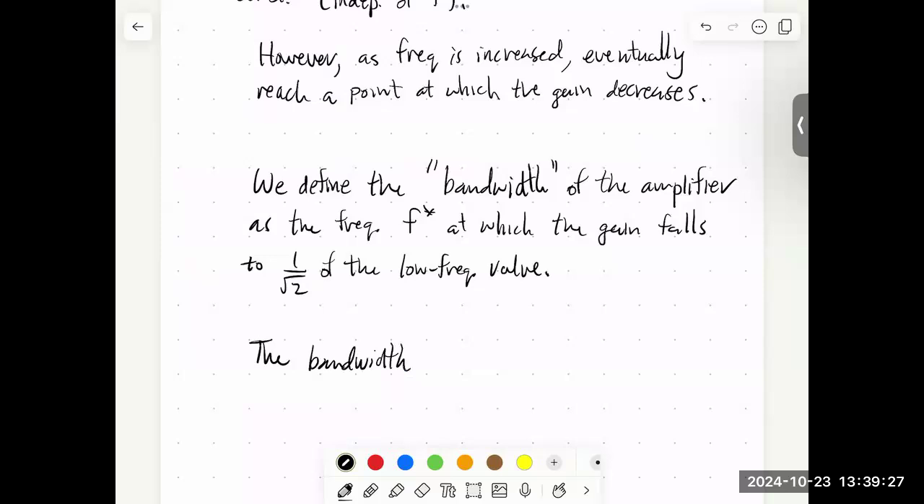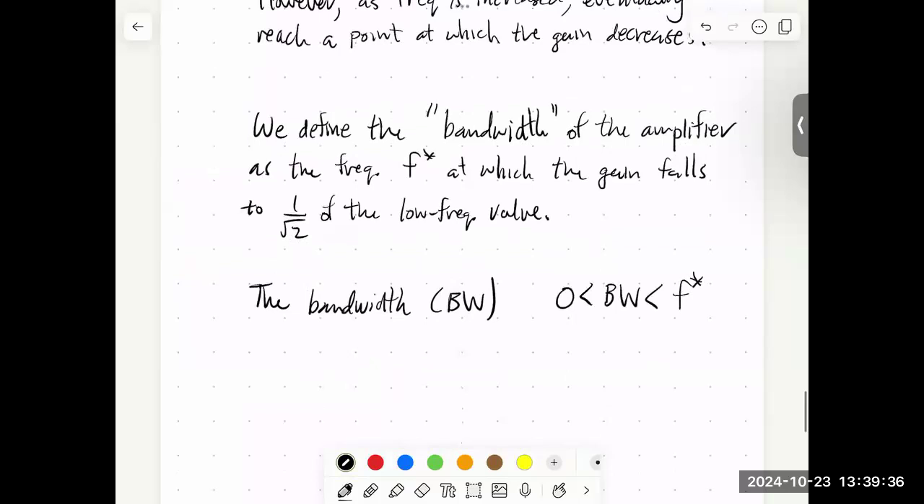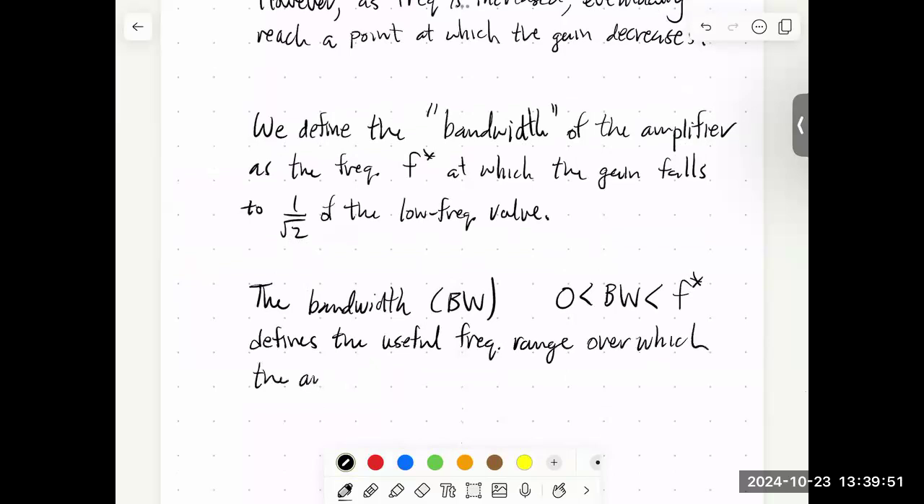So the bandwidth, let's call it BW, is from 0 to this F star that we defined. It defines the useful frequency range over which the amplifier behaves well. Okay, good. Does that make sense?